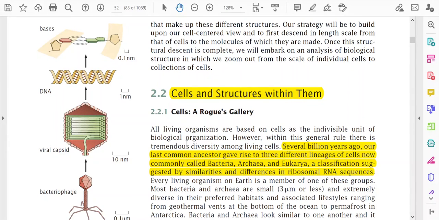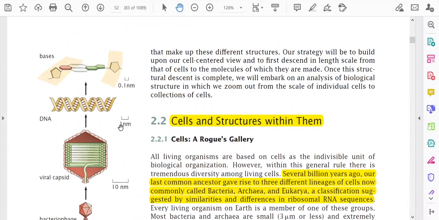Welcome all in this lecture of biological physics. I am going to discuss the spatial scales in biological systems.